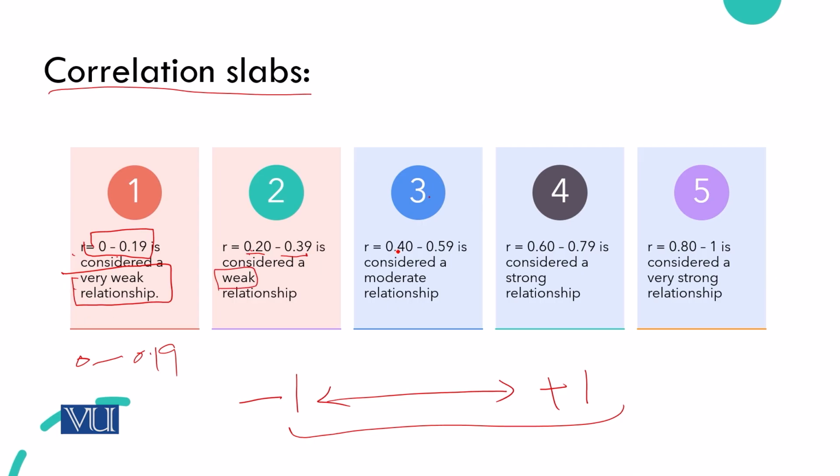In the third slab, whenever the value of R is approaching 1, it's going to be stronger. So 0.4 to 0.59. If the correlation result lies between these two values, then the correlation is said to be moderate. And if it is 0.6 to 0.79, the value exists between these two points, this means the correlation is strong. And from 0.8 to 1, the answer should be a very strong relationship.